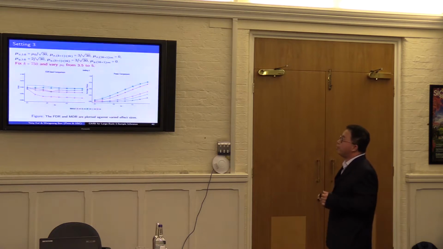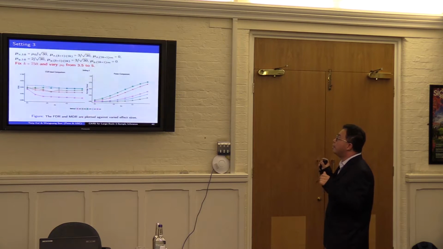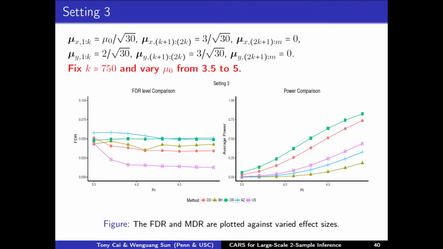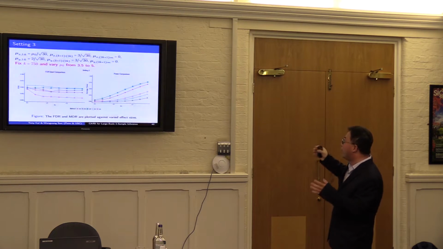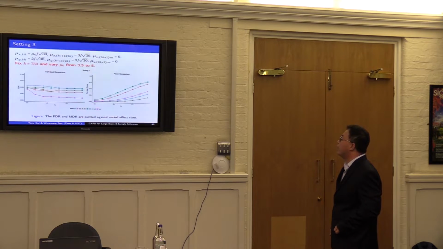The third setup is concerned with the impact of the effect sizes on the performance of the testing procedures. We have similar messages: all the methods are valid for FDR control, as shown in the left panel. And the power gain would be relatively large when you have increased mu zeros. If the effect size increases, then we have a larger gap.